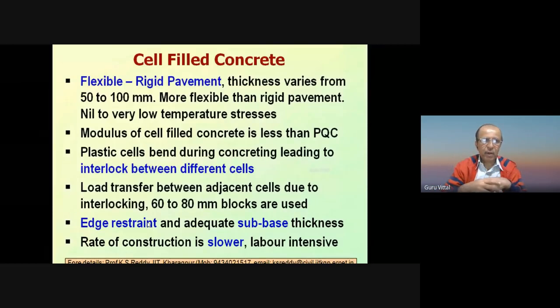The modulus of self-filled concrete is less than PQC. The plastic cells bend during concreting, leading to interlocking between the different cells. Just like ICBP, interlocking concrete block pavement, self-filled concrete is also interlocking, because when you put the concrete inside the cells and compact it, they bend, and so there is interlocking.